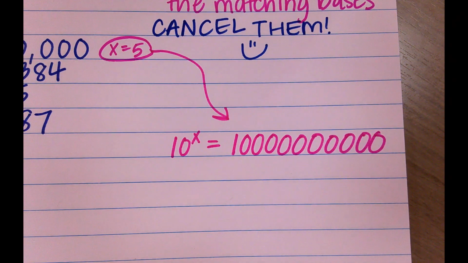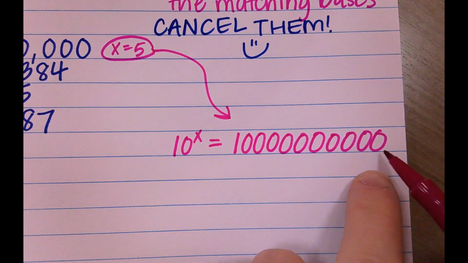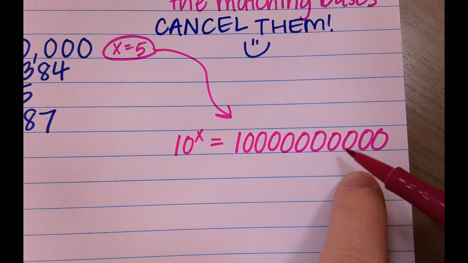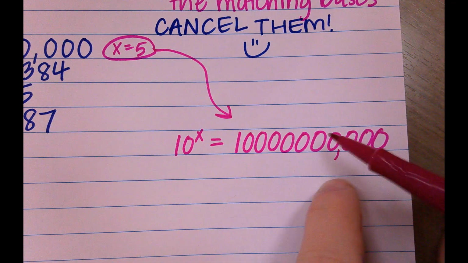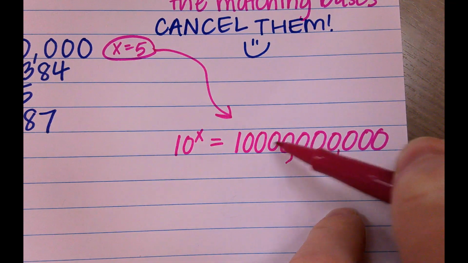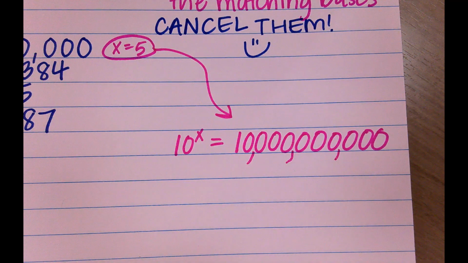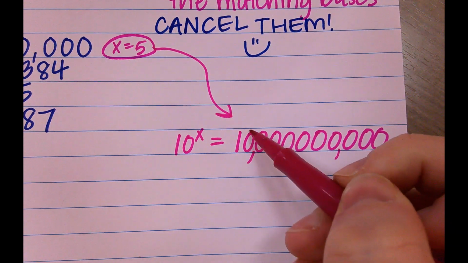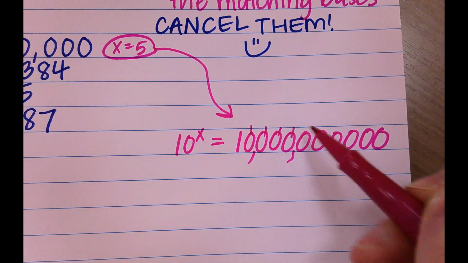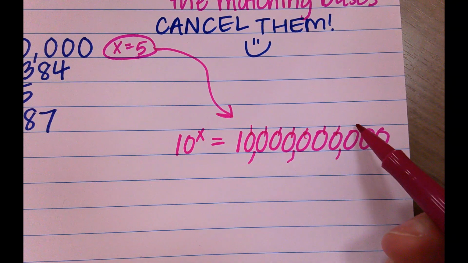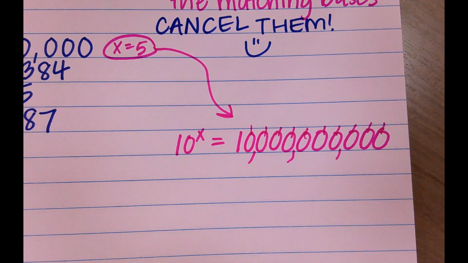I was wondering, the zeros kept going. So let's see. We always put commas before every three numbers: 1, 2, 3. 1, 2, 3. 1, 2, 3. Okay, so what is this? I don't even know what that number is. Billion? That's probably right. Million? So how many zeros are there? There's 10: 1, 2, 3, 4, 5, 6, 7, 8, 9, 10.